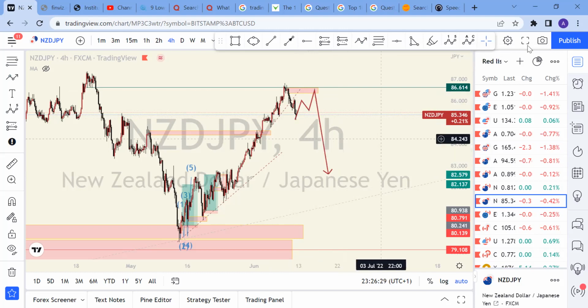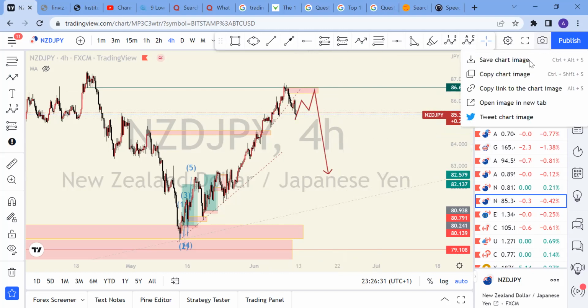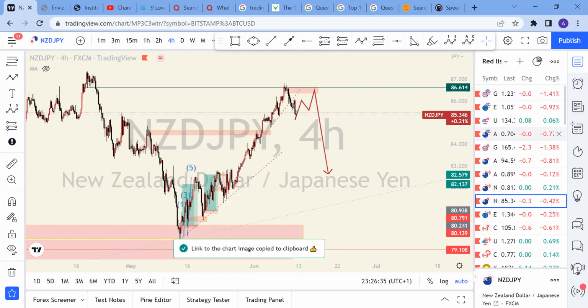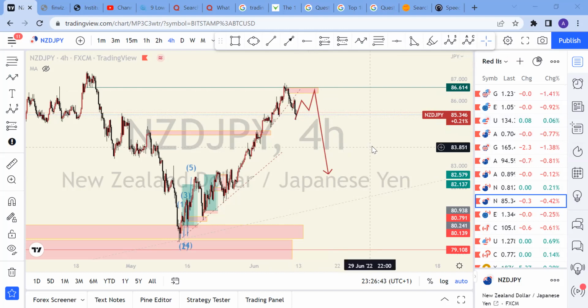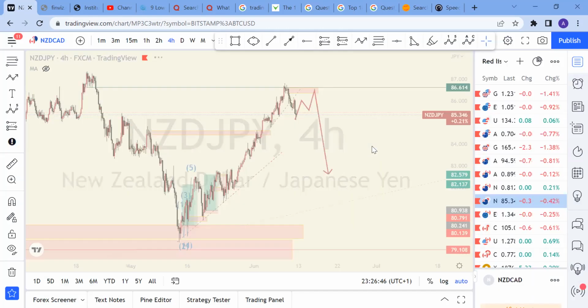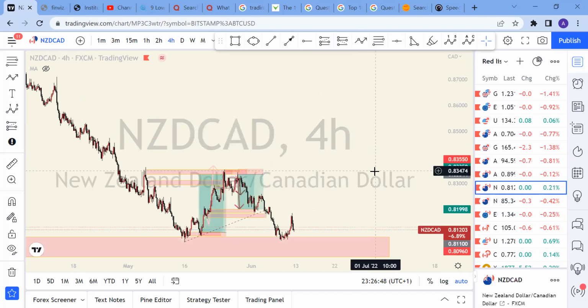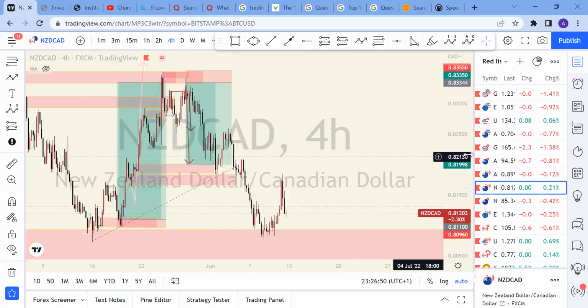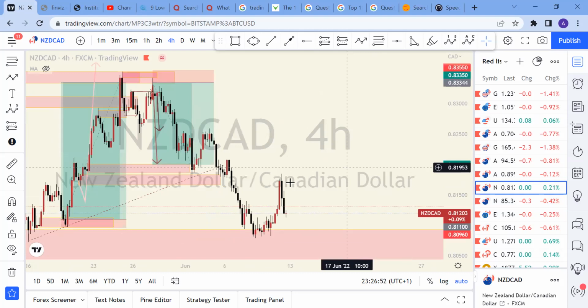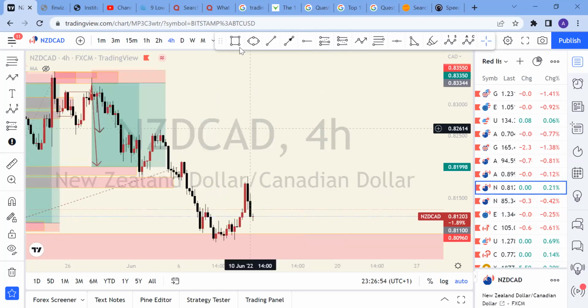All right, so that would be my expectation on NZD JPY. NZD CAD, all right, someone requested NZD CAD. Let's take a look at that quickly. This is interesting, NZD CAD on the 4 hours time frame.